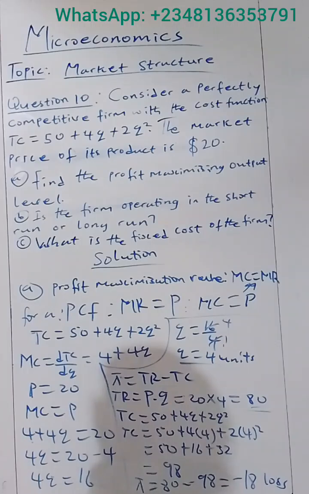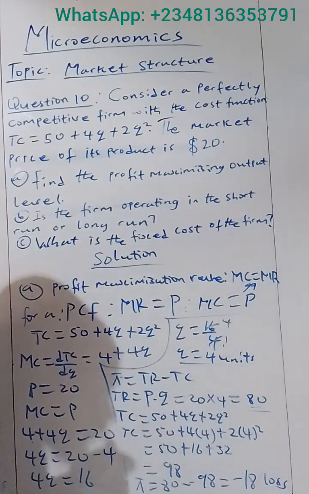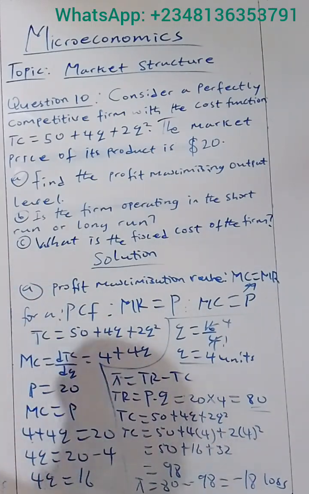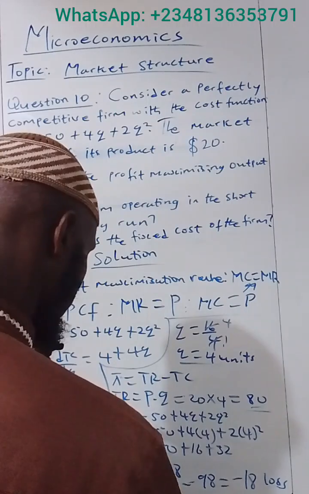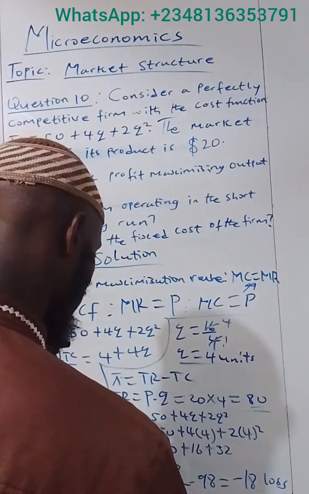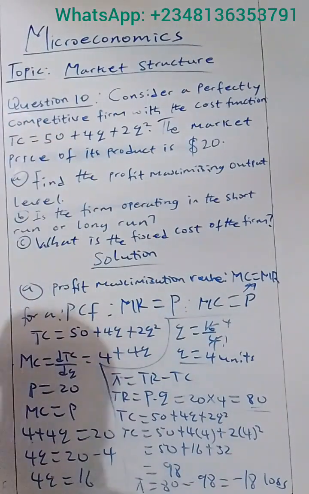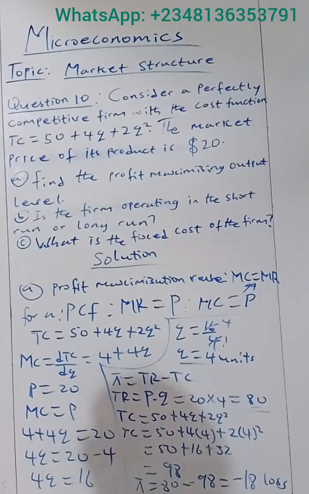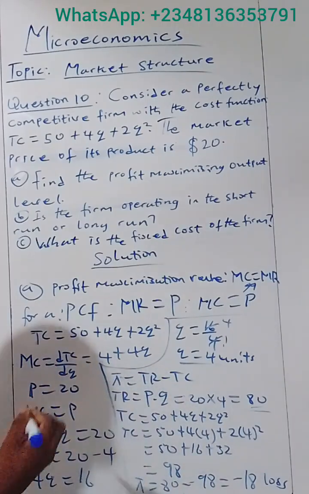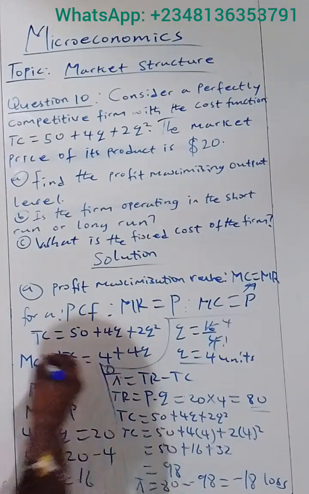The conclusion will be that since the firm is not making a normal profit, the firm is making a loss, so the firm is operating in the short run. Okay? So, short run. The firm is operating in the short run. So, that will be the solution to question B.